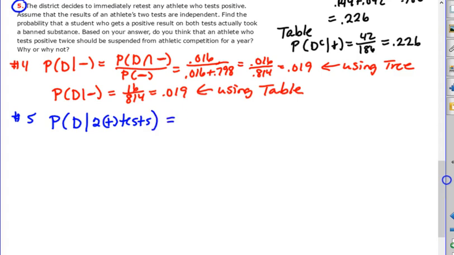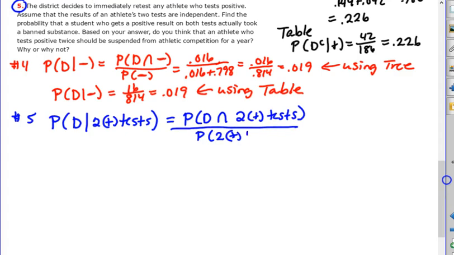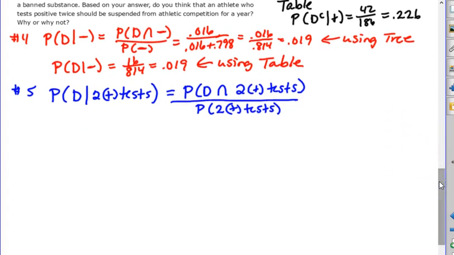So that's the probability of drugs and 2 positive tests divided by the probability of 2 positive tests. Okay, so how do we find 2 positive tests, first of all? We kind of need to know that. What's the probability of 2 positive tests?